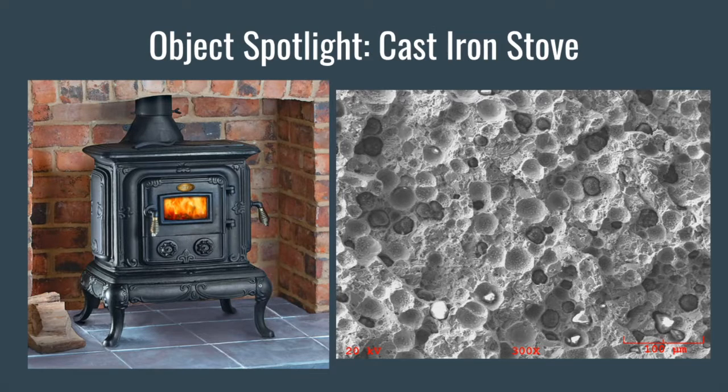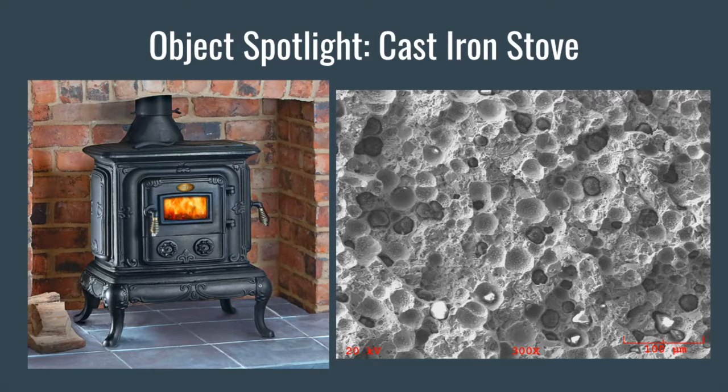Today we will focus on a cast iron stove and the main material used to create it. Cast iron stoves came into popularity in the 18th century and underwent many different design iterations. Stoves were designed exclusively for heating, like the one in the picture, or could also be designed for cooking.